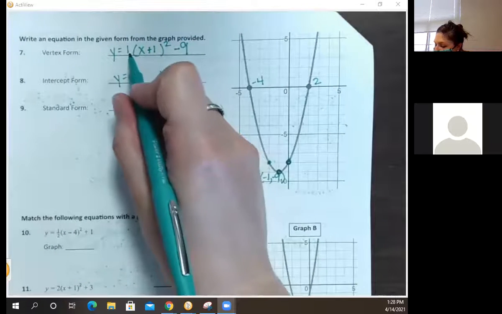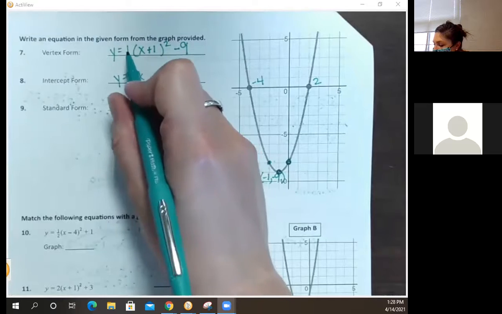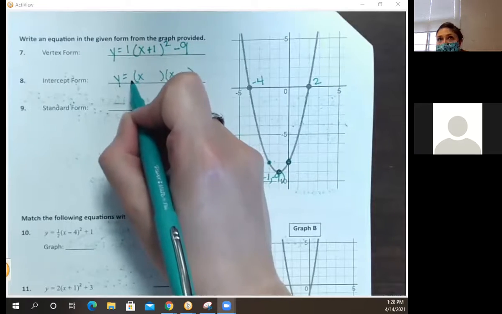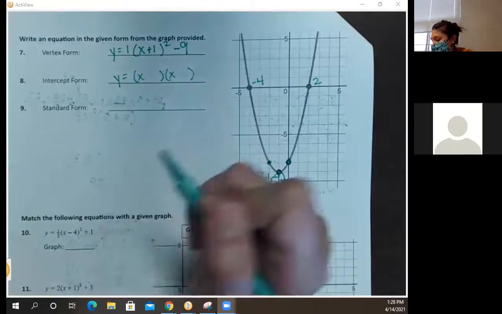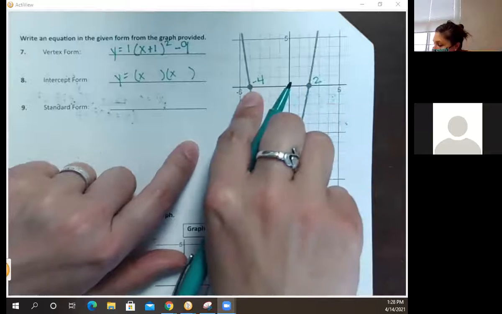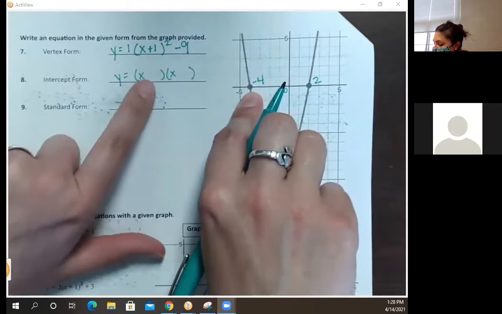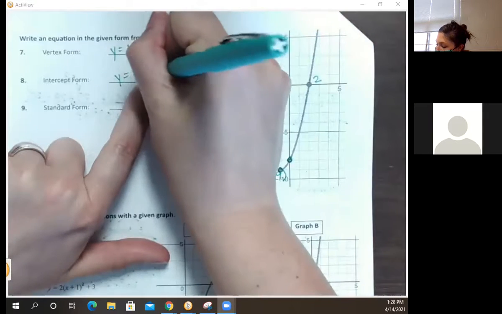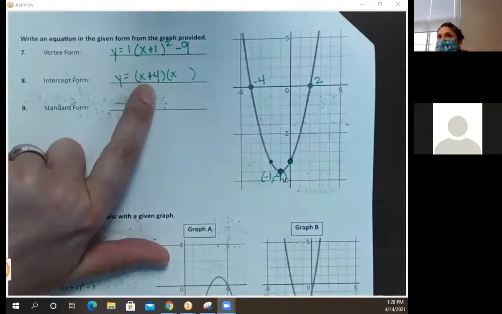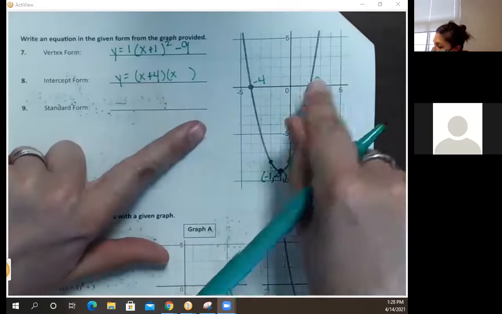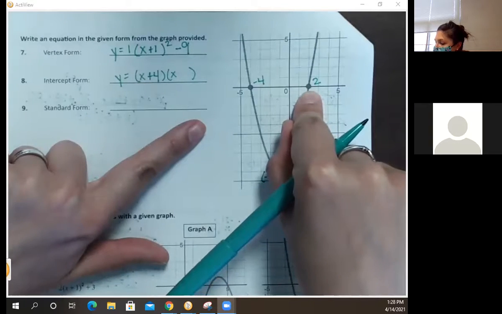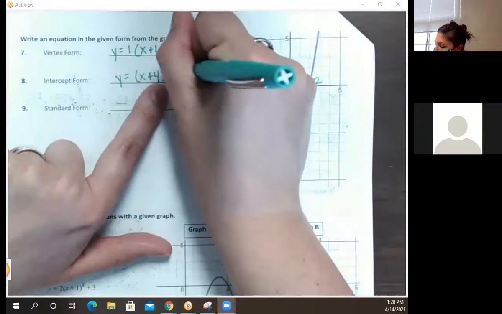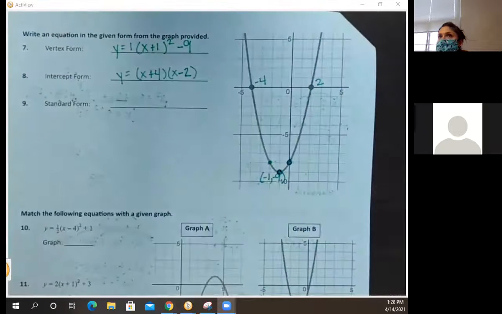I want the same lead coefficient that I had for vertex form. In this case, it's 1, so I'm going to opt not to write it here. If I have -4 as an x-intercept, that means I had to have x plus 4 as a factor. And then if I have +2 as an x-intercept, that means I had to have x minus 2 as a factor. Questions for me on intercept form for this graph?